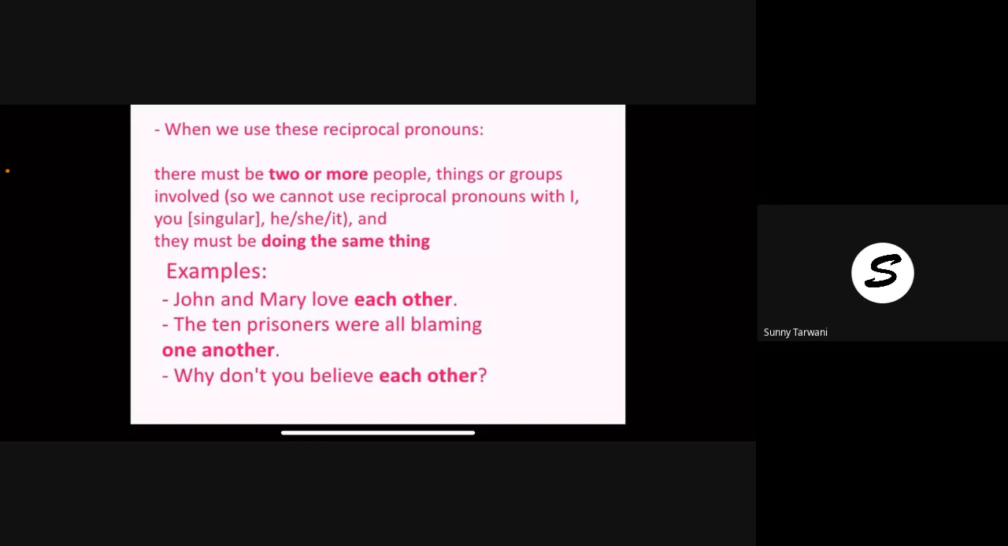So tell me if you have any doubt. See, John and Mary are two, so each other. Ten prisoners, more than two, so one another. Understood? Yes, sir.